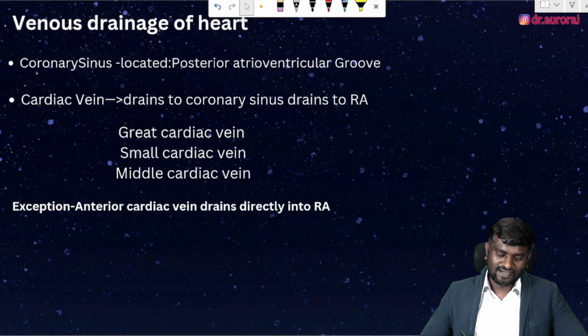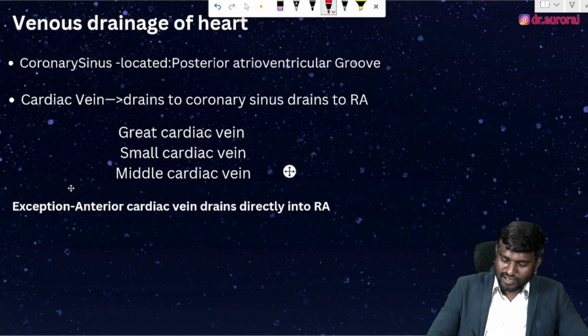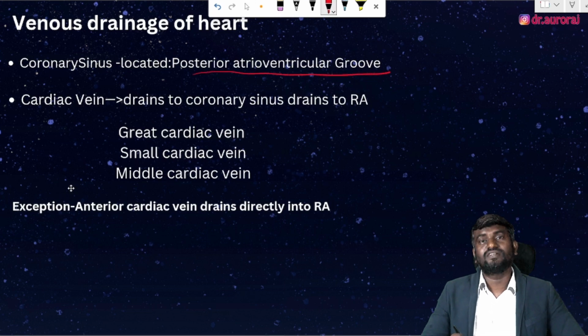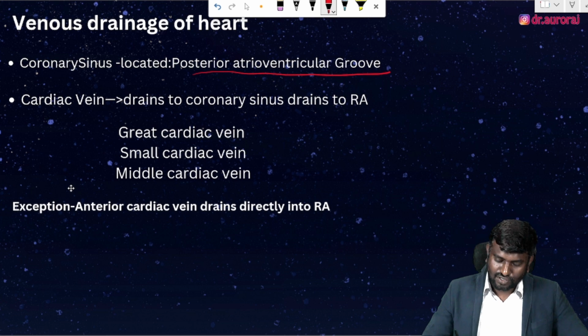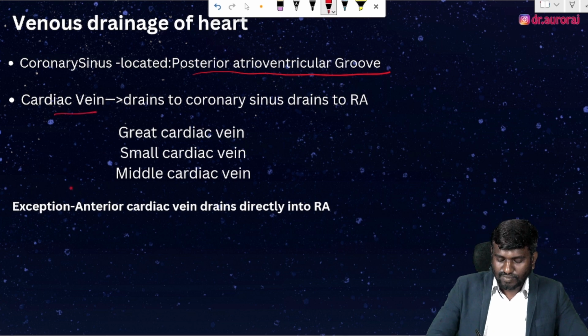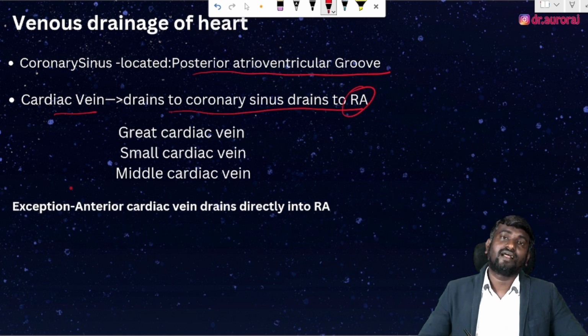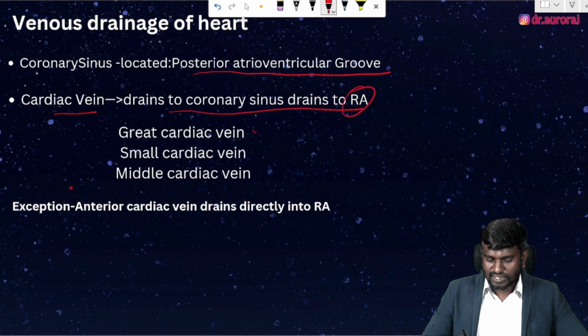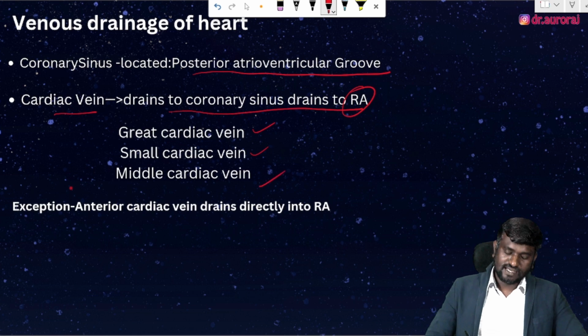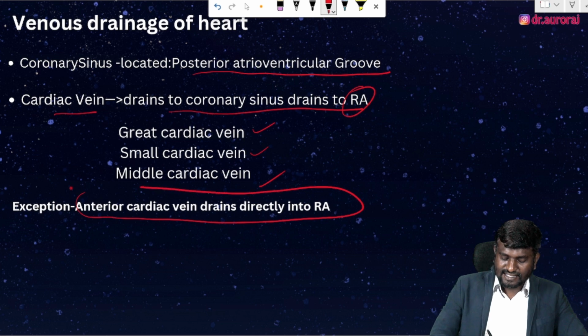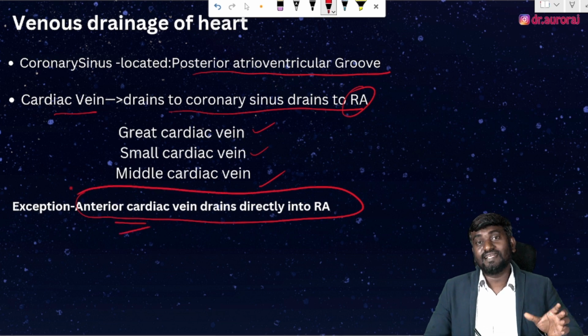Venous drainage of the heart. The coronary sinus is located at the posterior atrioventricular groove. The cardiac veins, remember, drain to the coronary sinus and to the right atrium. It includes greater cardiac vein, small cardiac vein, middle cardiac vein. The exception is that the anterior cardiac vein drains directly into the right atrium. Remember, anterior cardiac vein drains directly into the right atrium.